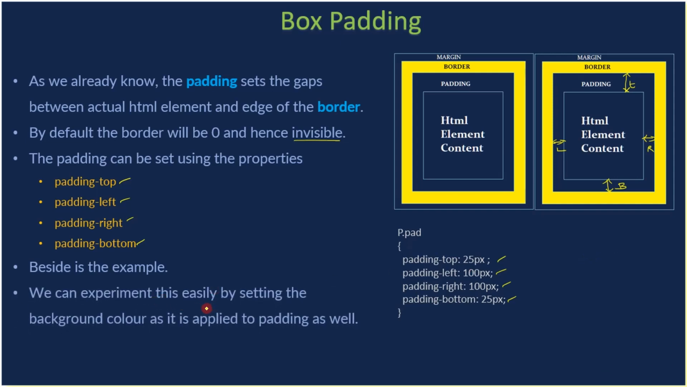We can experiment with this padding easily by setting the background color for an HTML element, as it is applied to the padding as well. Once you apply background color, it will be applied to the padding as well. That way we can easily check how padding works. Here, this is the content of the HTML element, and when you apply the background, it will be applied to the padded area as well.